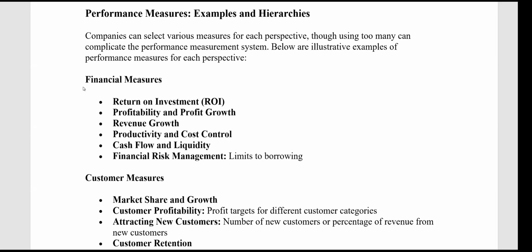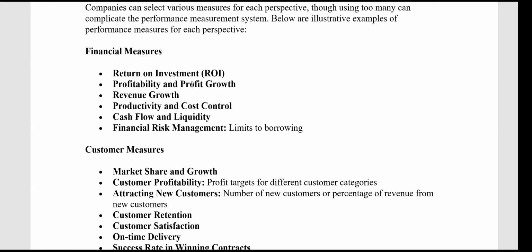So there are some examples, right? Financial measures. If you go to the exam, these are the outcomes. So you go something like return on investment, you can calculate it. I get to put it there, profitability and profit growth, revenue growth, productivity and cost control, cash flow and liquidity, financial risk management. So the limits to borrowing, all the things that we listed, you can put them under the financial measures if you have data to calculate them.